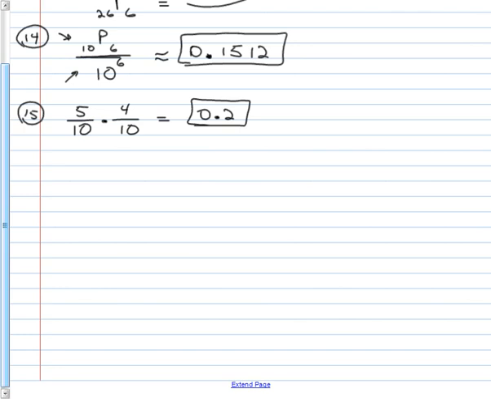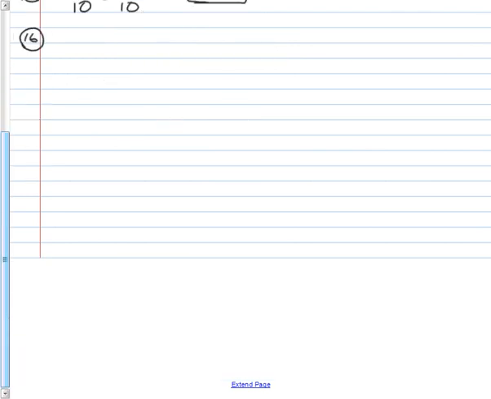Questions 16 through 19 refer to the following data set. Number 16, construct a stem plot. All right, so let's see. If we're doing a stem plot, we look at this data. What's our smallest number? 8 something, isn't it? And it goes all the way up to 12. Oh, 14. There's a 14.3 down there.